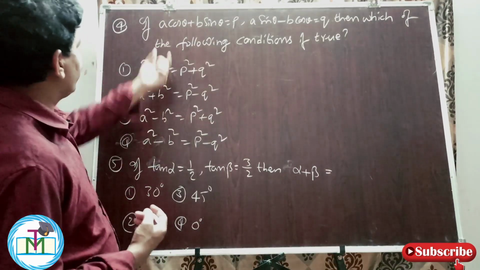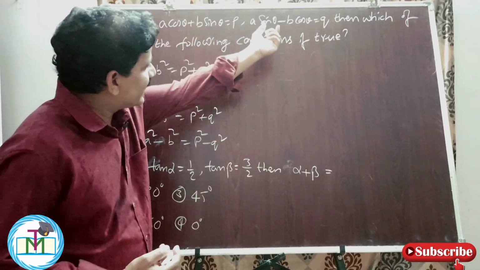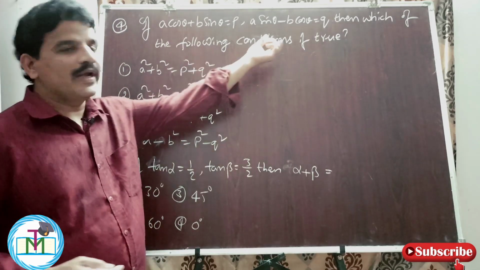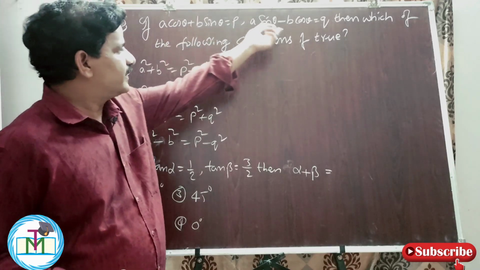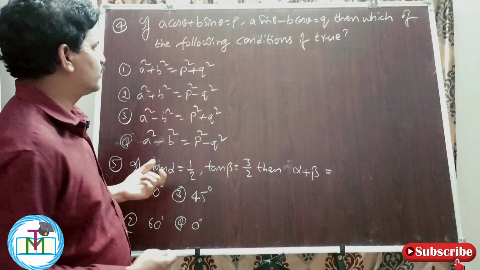Question number 4. If A cos theta plus B sin theta is equal to P, and A sin theta minus B cos theta is equal to Q, then which of the following conditions is true? Among these 4 options, they are asking which option is correct.